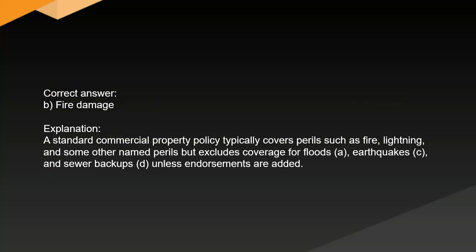Correct answer. B. Fire damage. Explanation. A standard commercial property policy typically covers perils such as fire, lightning, and some other named perils, but excludes coverage for floods, A, earthquakes, C, and sewer backups, D, unless endorsements are added.